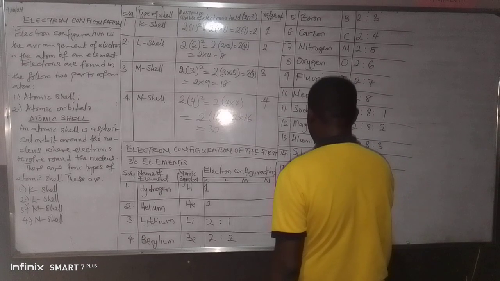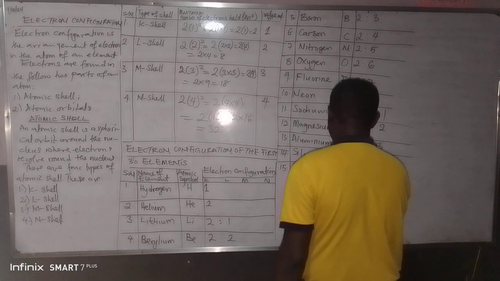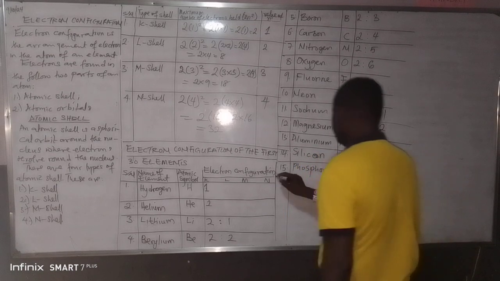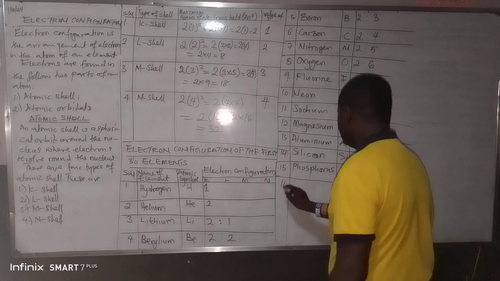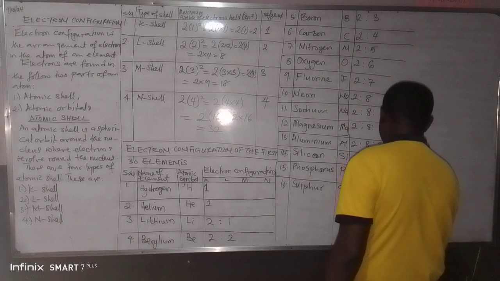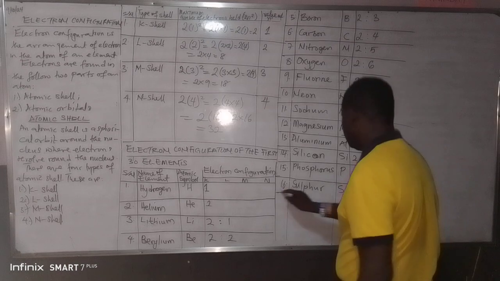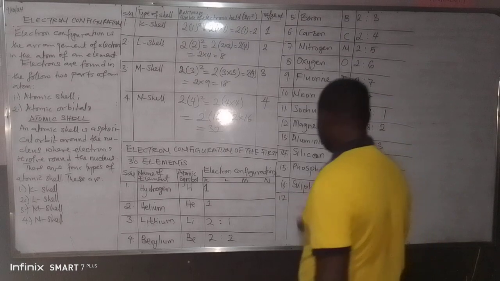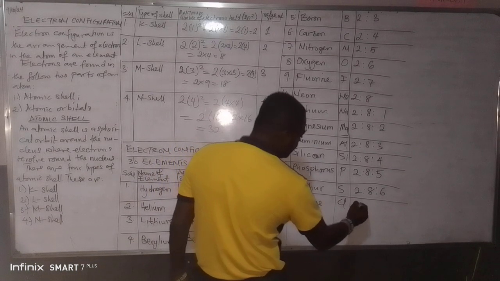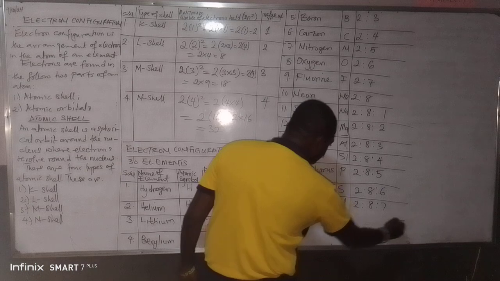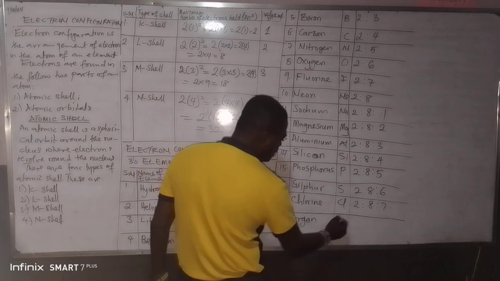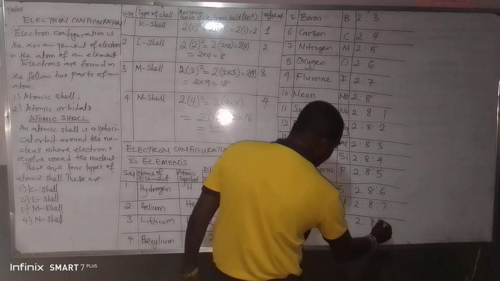Then phosphorus. Phosphorus, P: 2, 8, 5. Now, sulfur. Sulfur, S: 2, 8, 6. Number 17, chlorine. Chlorine, Cl: 2, 8, 7. Number 18, argon. Argon, Ar: 2, 8, another 8.